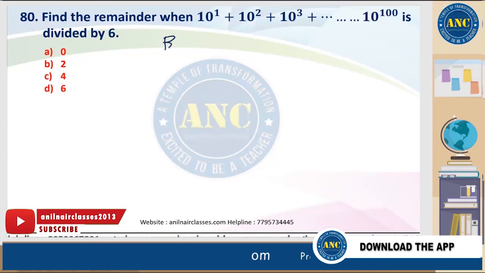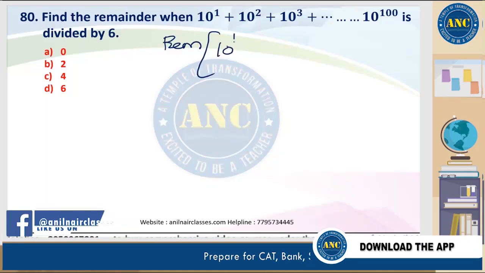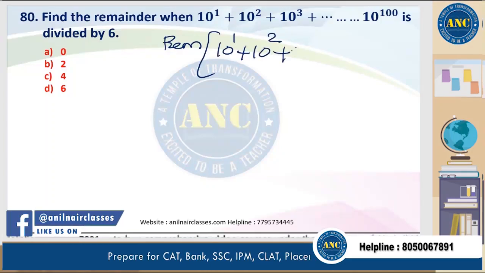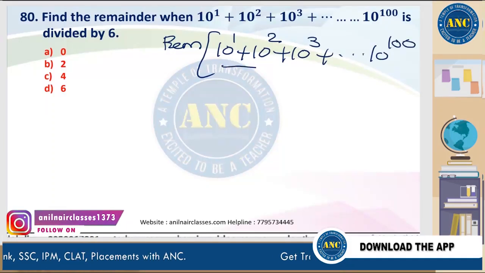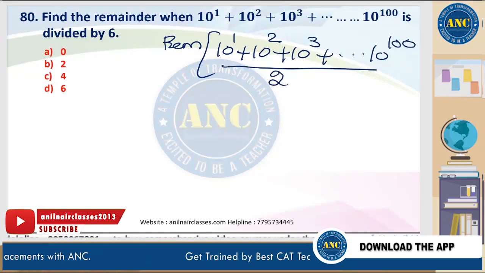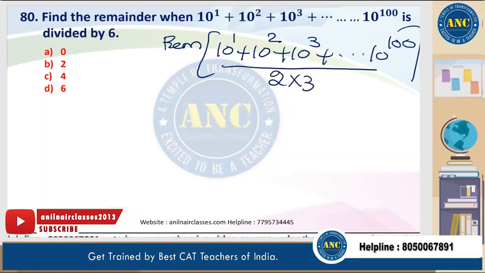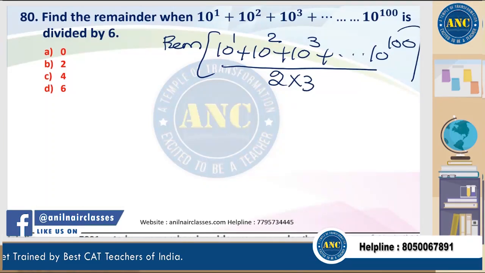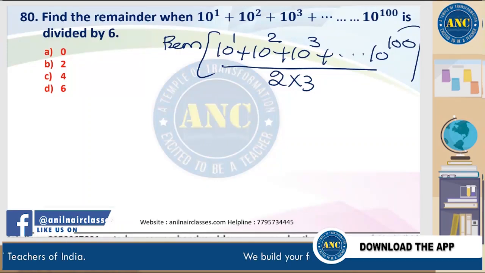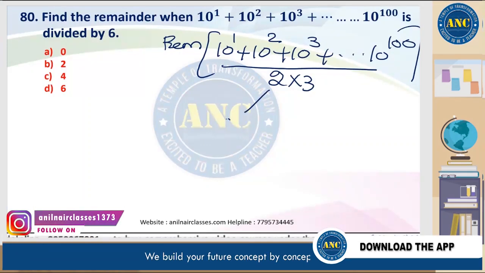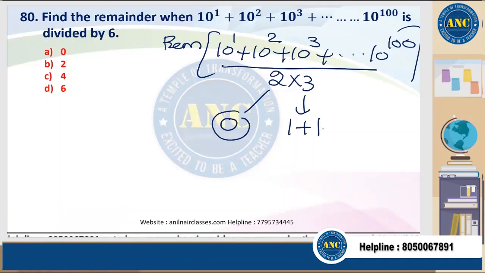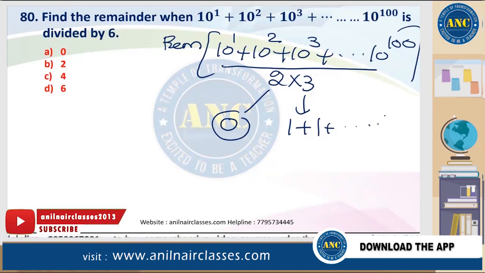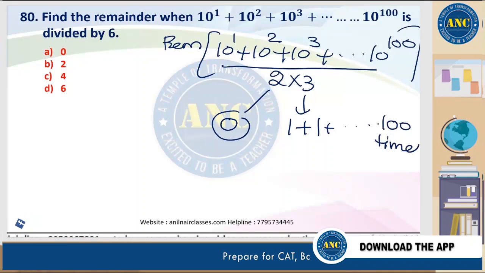Find the remainder when 10 power 1, 10 square, 10 cube and so on up to 10 power 100 is divided by 6, which is 2 into 3. 10 is divisible by 2, 10 square is divisible by 2, 10 cube is divisible by 2. So all are divisible by 2. With 2, remainder will be 0. With 3, 3 3s are 9, remainder 1, 1, 1, 1, 1. It will be 100 times. Are you all with me?